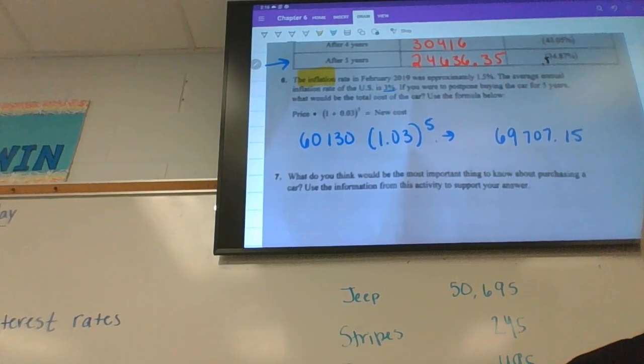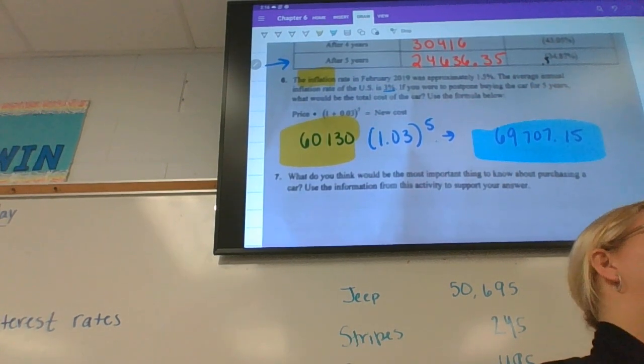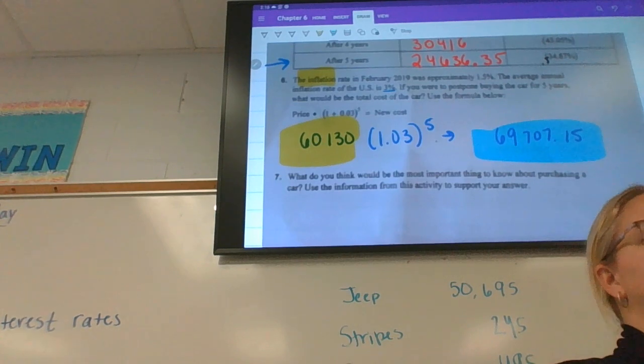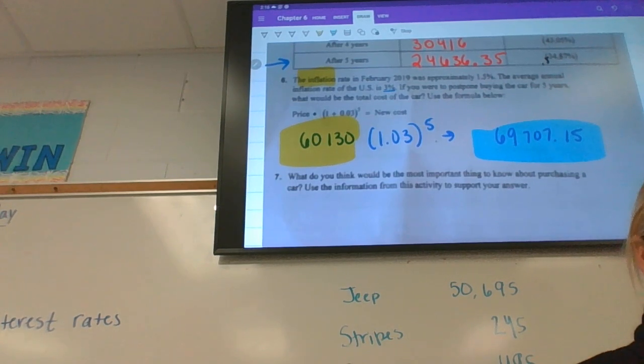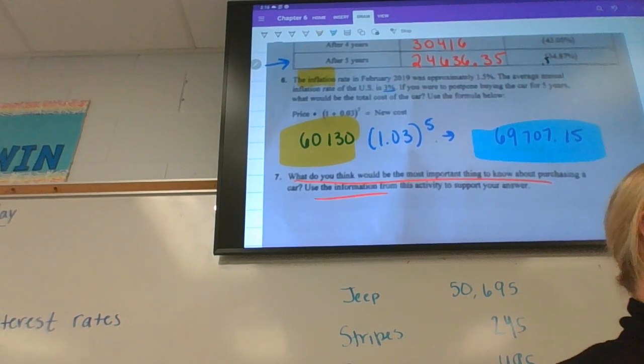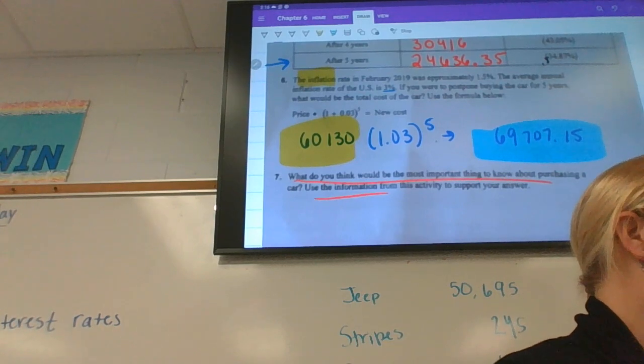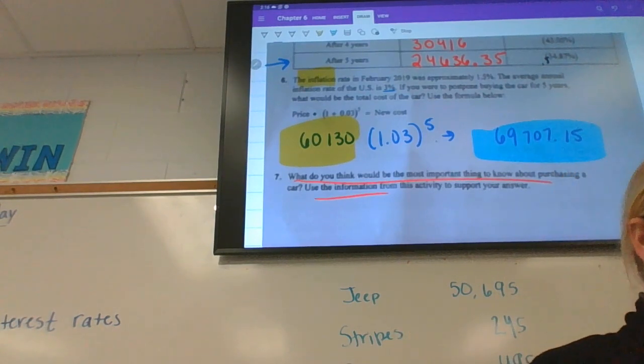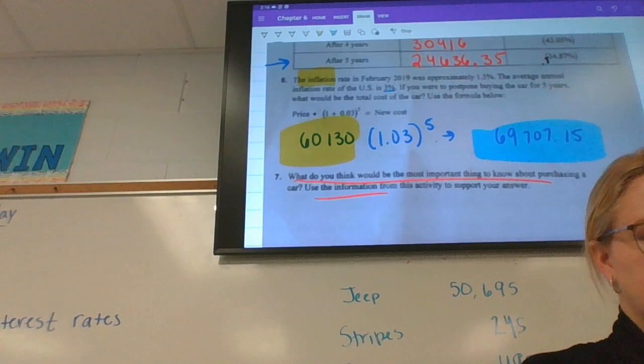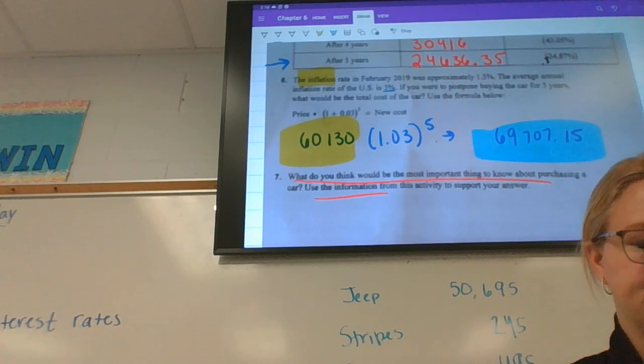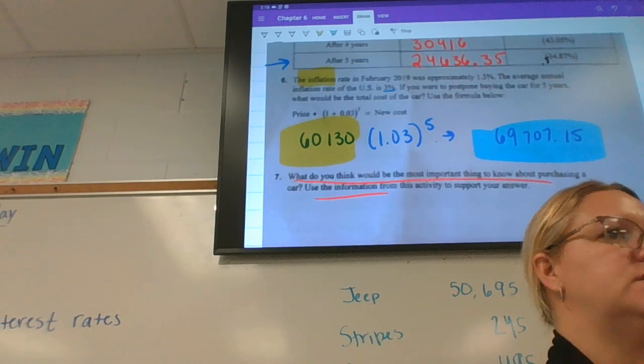Okay, so my car, if it was 60,000 today, I would think in 5 years it's going to be up to 69,000 if inflation goes at a steady rate. Okay, the last thing you have to do on this handout, I mean, we're going to do page 2 tomorrow. The last thing you have to do on page 1 is just write a few sentences about what you think is important to know when you're purchasing a car.